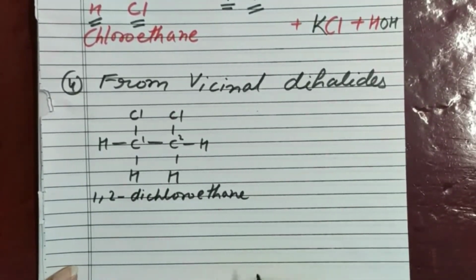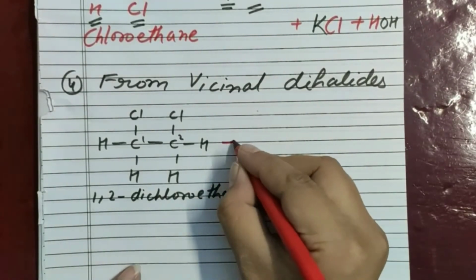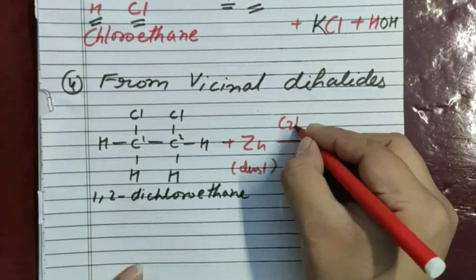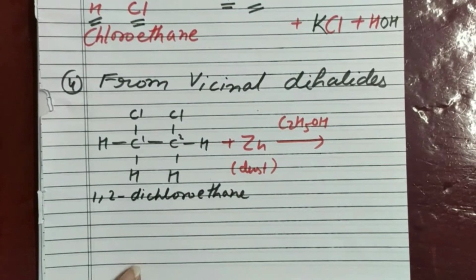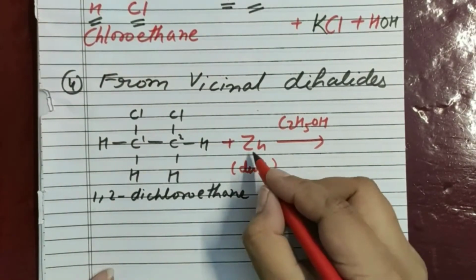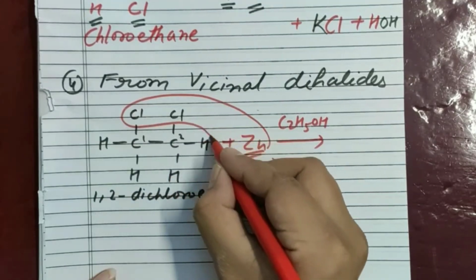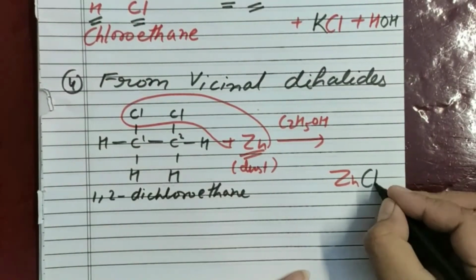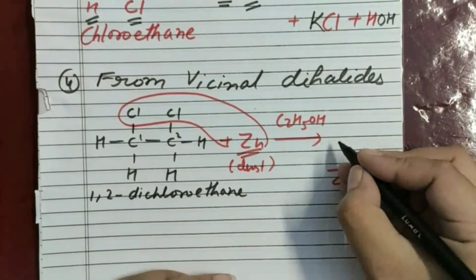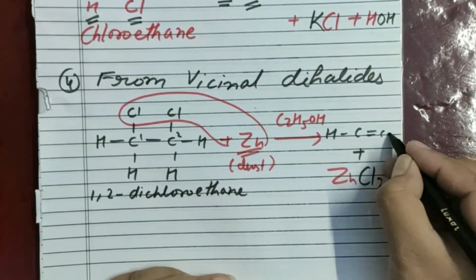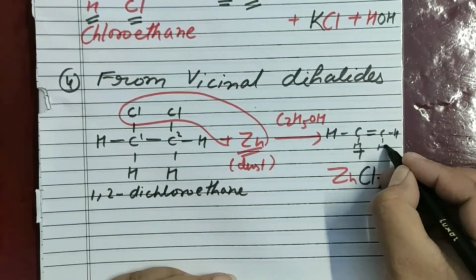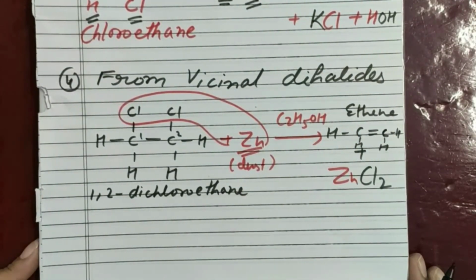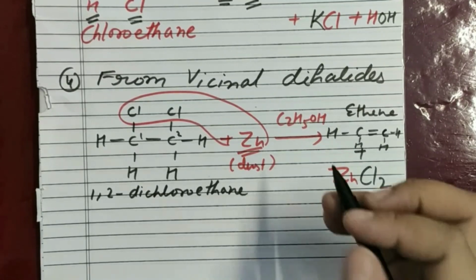We are going to react this with zinc dust in the presence of alcohol, that is ethanol, C2H5OH. There will be removal of zinc with these two Cl. So overall there will be removal of ZnCl2, that is zinc chloride, and there will be formation of ethene. In this reaction, we are going to provide heat also.